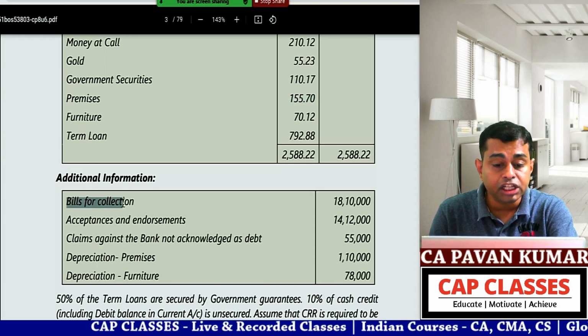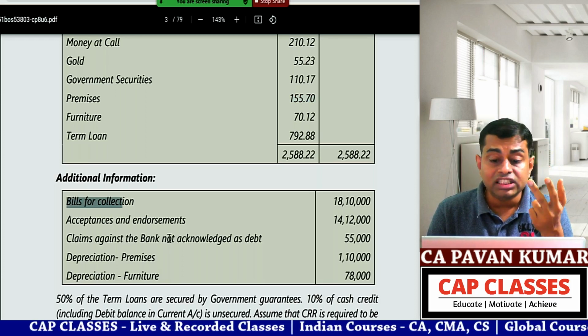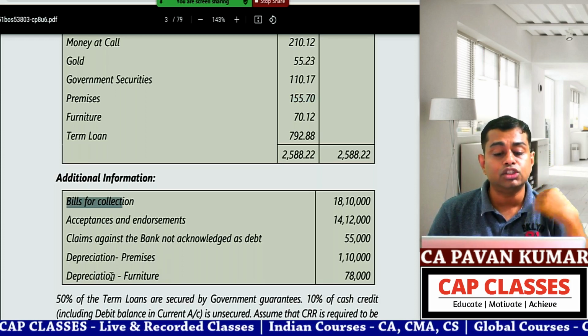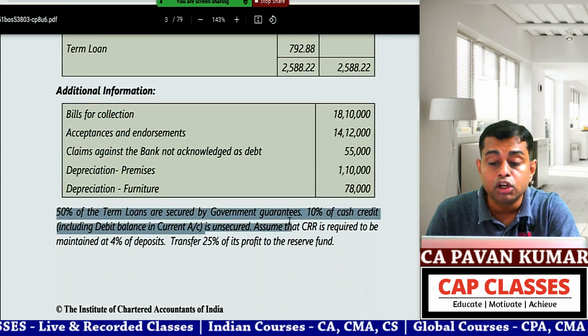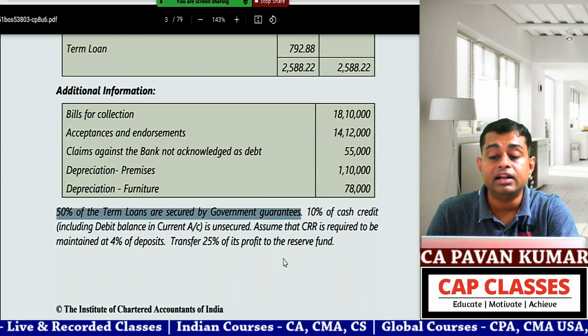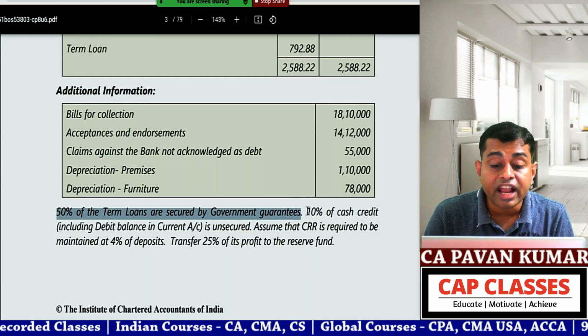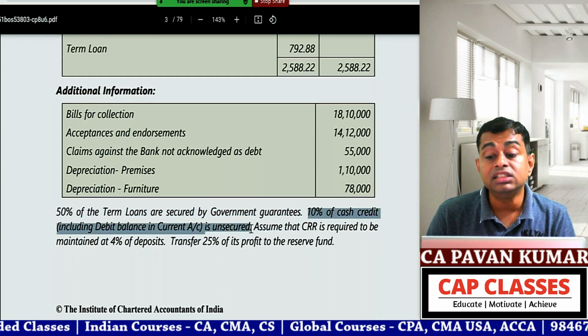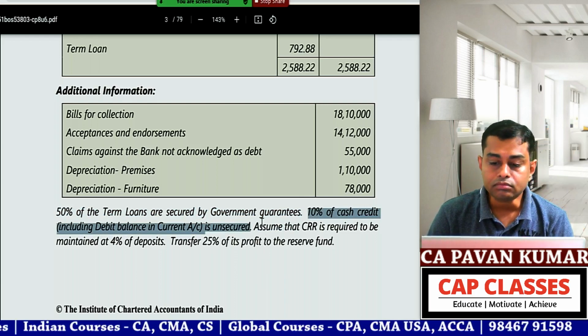So bills for collection is over, acceptance and endorsements over, claims against bank not acknowledged as debt over, depreciation on premises is over, depreciation on furniture is over. Now, 50% of the term loans are secured by government guarantee. Important. Why? Disclosure. 10% of cash credit is unsecured, including debit balance in current account.